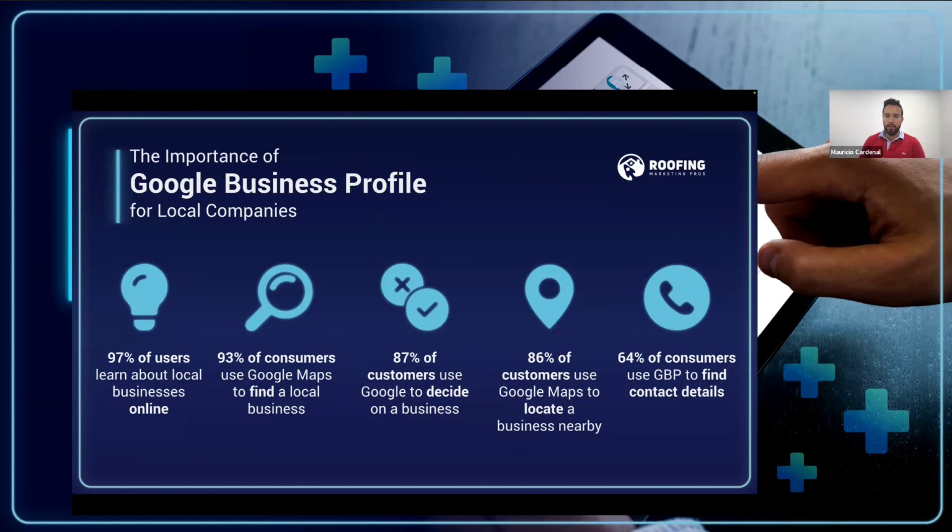I gave you an example with the gym, and the other example is 64% of consumers use Google My Business, or I'm sorry, Google Business Profile, to find the contact details. So obviously, when they have a name, the first thing they're going to do, instead of going to your website, is go to your Google Business Profile to get the contact information. And that's how you get a lot of calls, right?